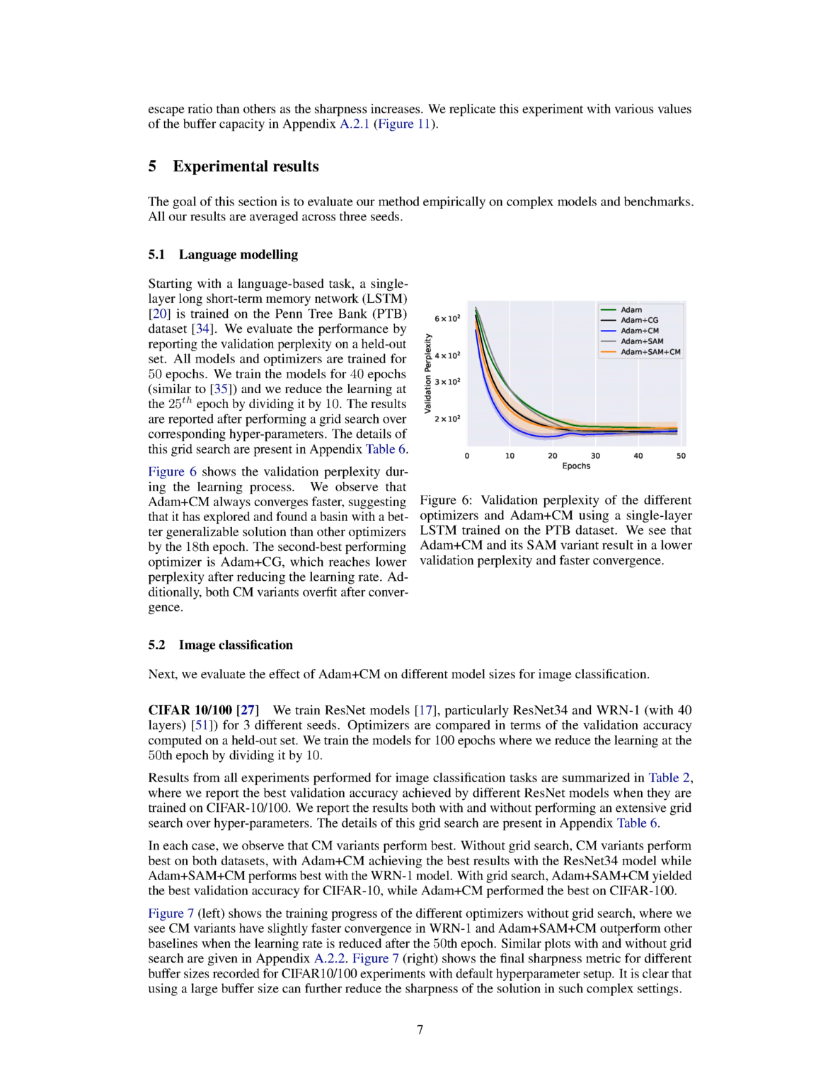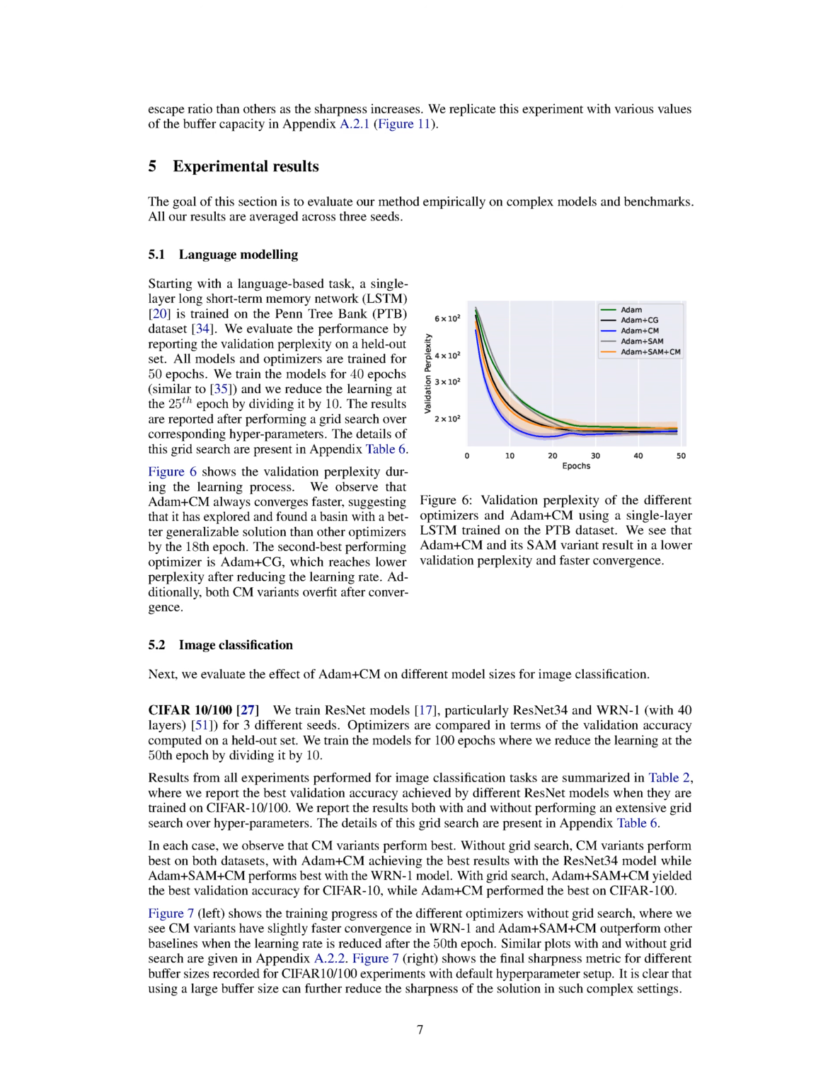We found that Adam plus CM always converges faster, suggesting that it has explored and found a better solution than other optimizers by the 18th cycle. The second best performing optimizer is Adam plus CG, which reaches lower perplexity after reducing the learning rate. However, both CM variants overfit after convergence. Next, we tested the effect of Adam plus CM on different model sizes for image classification. We trained ResNet models, specifically ResNet-34 and WRN-40-1, with 40 layers, for 3 different trials.